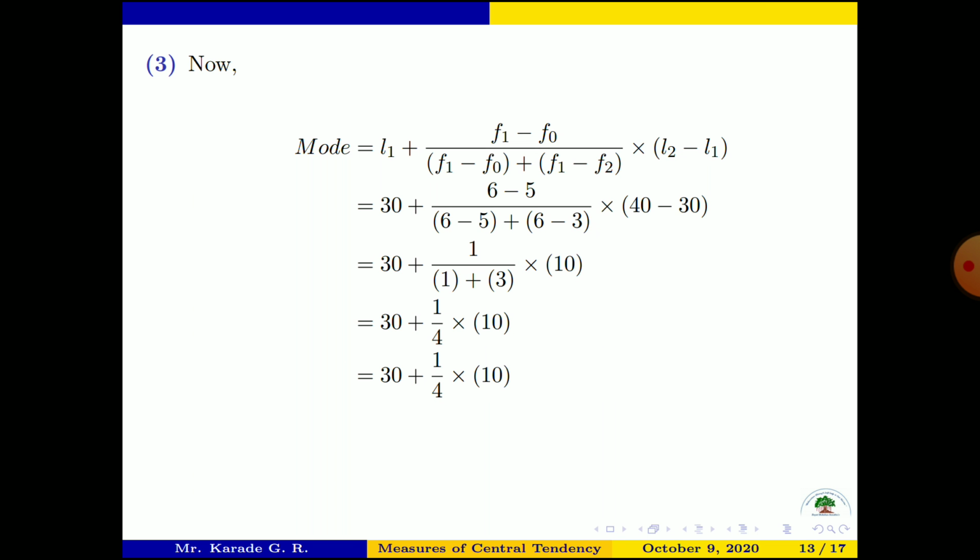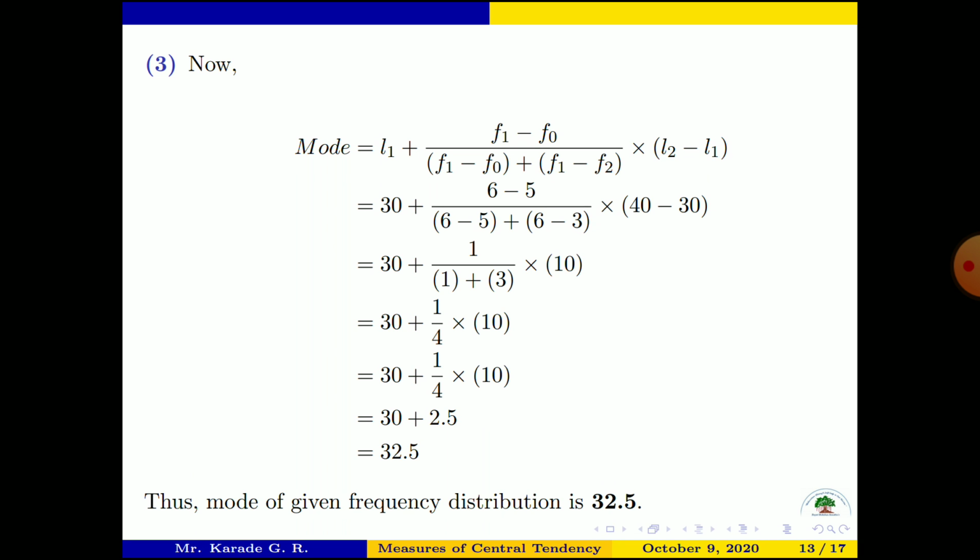So 30 plus 10 by 4, which is 2.5. So finally 30 plus 2.5 is 32.5. Therefore, the mode of the given frequency distribution is 32.5. Thus, by using the formula for mode, we can find the mode of the given grouped frequency distribution.